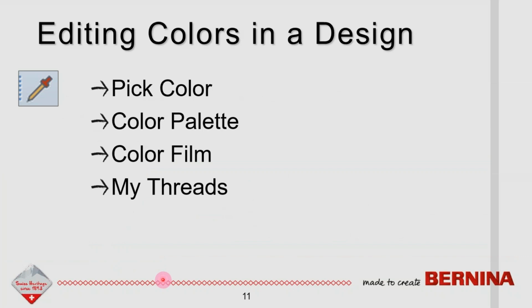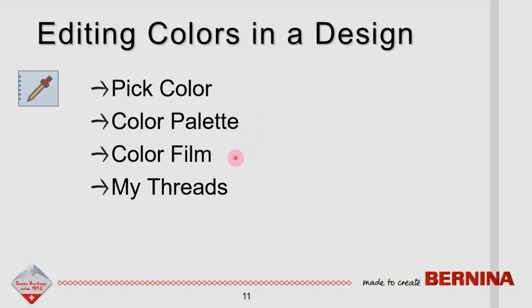Now, when we work through the editing handout, we're going to talk about the different ways that we can edit colors. And one of the ways is through the pick color. Pick color has the advantage that you do not have to ungroup a design, nor do you have to use the Alt key in order to select the color. With the color palette, you will have to use an Alt key to select the object first, and then you can change the design in the color palette.